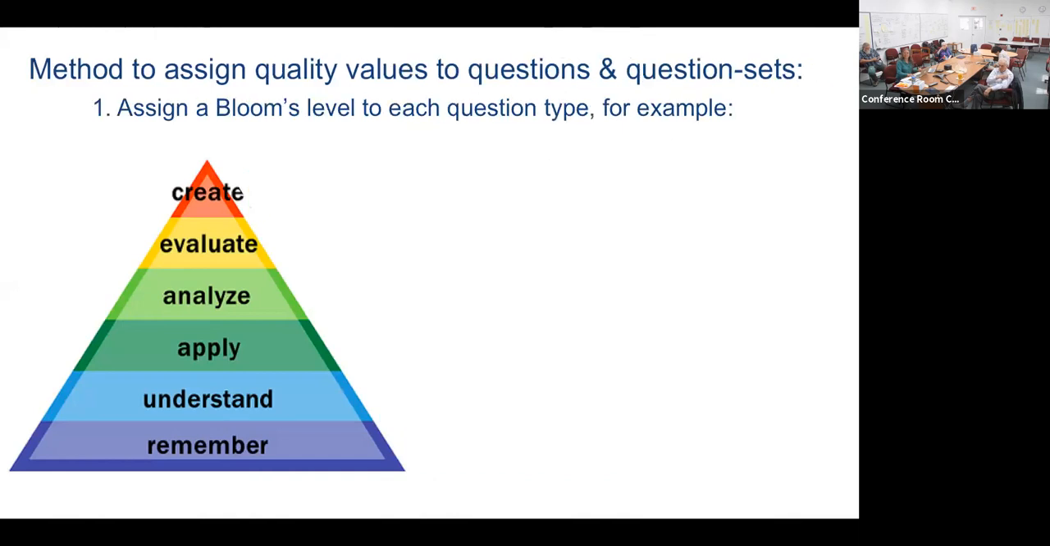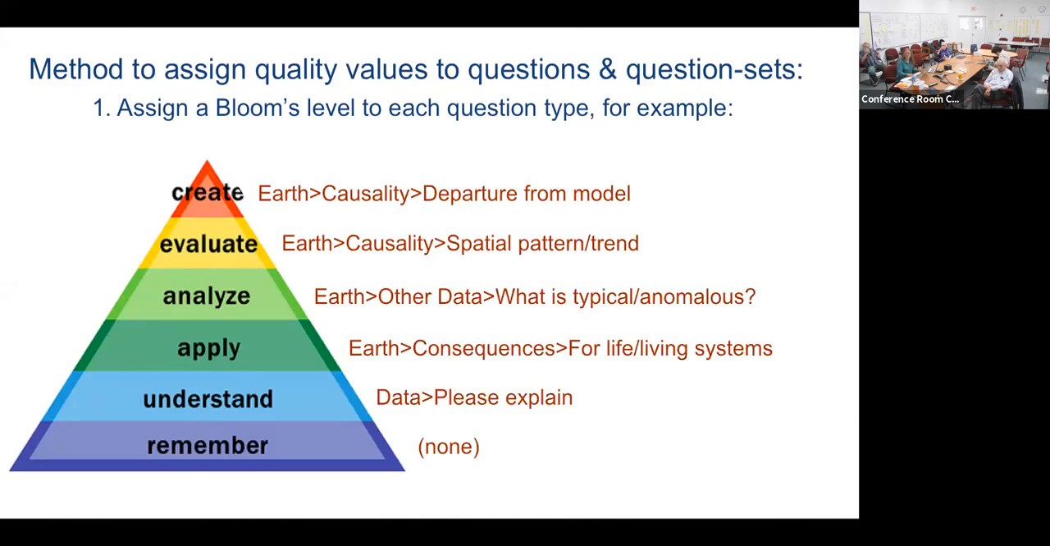Through a complicated iterative process, we assigned a Bloom's level to each question type of our taxonomy. So here are some examples of how our taxonomic types fit into the Bloom's hierarchy. We found nothing at the lowest Bloom's level of remember, because although many of the questions involve remembering some piece of information, like the equator is where it's the warmest, to generate a question involved combining the remembered information with something else, so that bumped it up out of the simplest level.